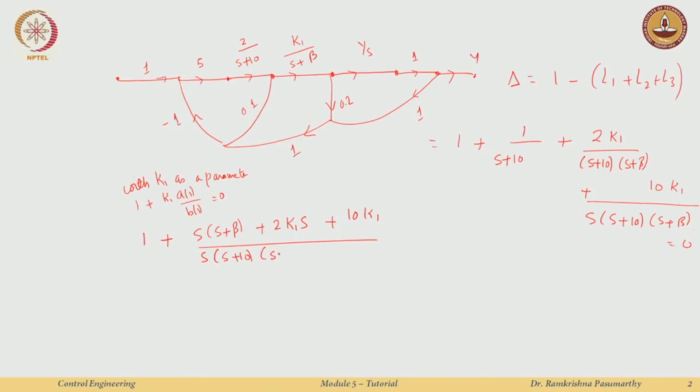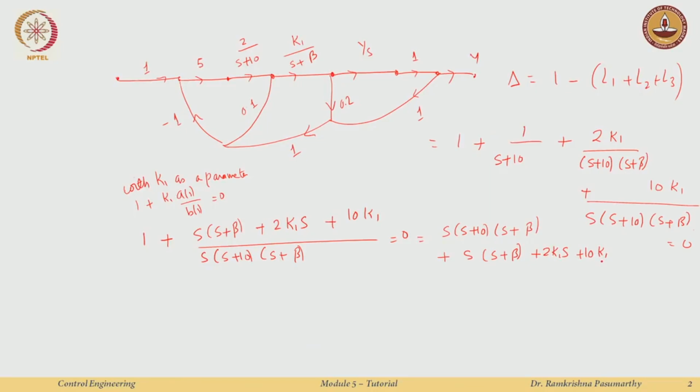s plus 10 times s plus beta is 0, okay, which I could also write as: this is equal to s plus 10 times s plus beta plus s, again this entire thing s plus beta, plus twice k1 s plus 10 k1.